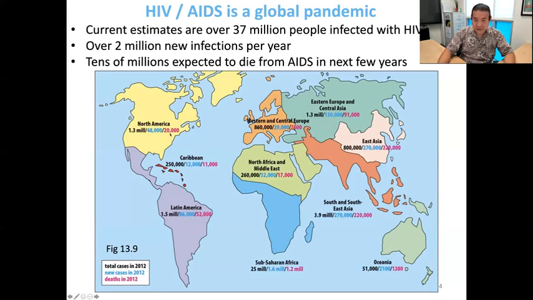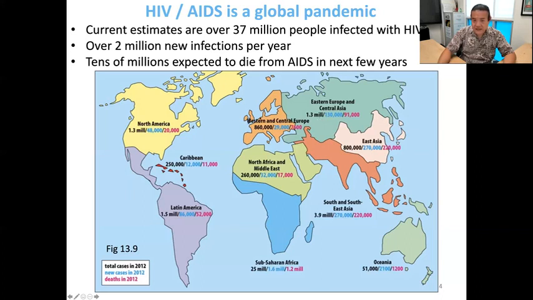But compare those numbers to places such as Sub-Saharan Africa, where you have 25 million cases in 2012, 1.6 million predicted new cases in 2012, and 1.2 million deaths that year. And you can see the distribution is all over the place.